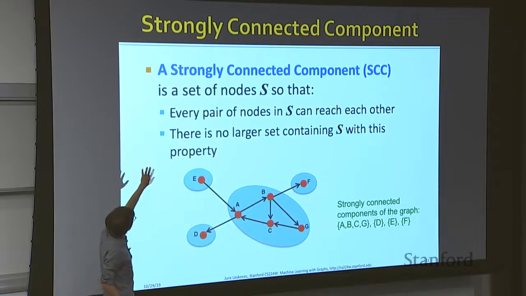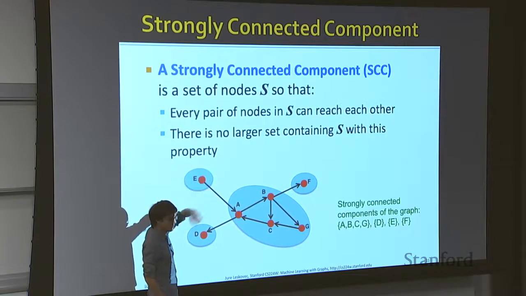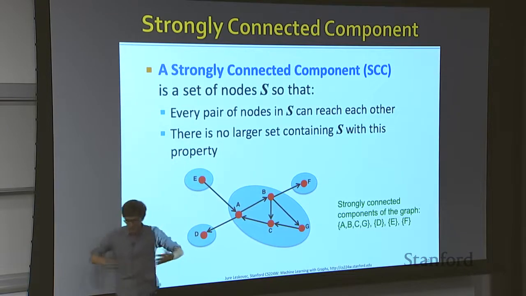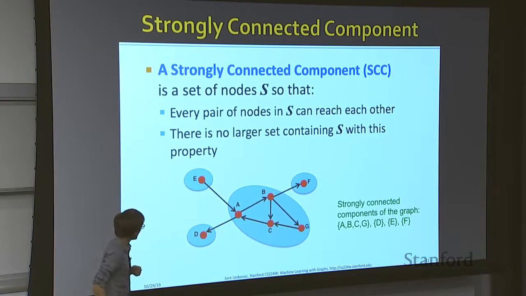A strongly connected component is a set of nodes S such that every pair of nodes in S can reach each other, and there is no larger set containing S. So it means a strongly connected component is as big as it can be, right? Why do I say this?